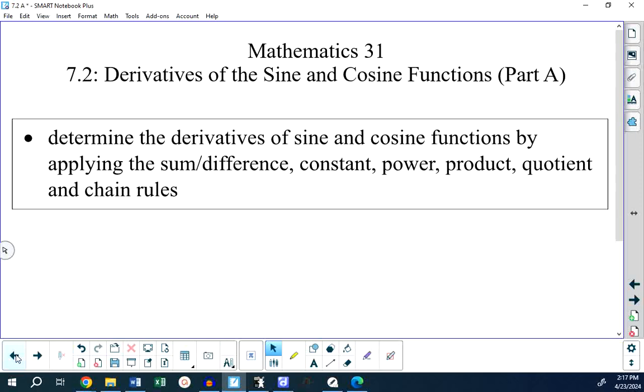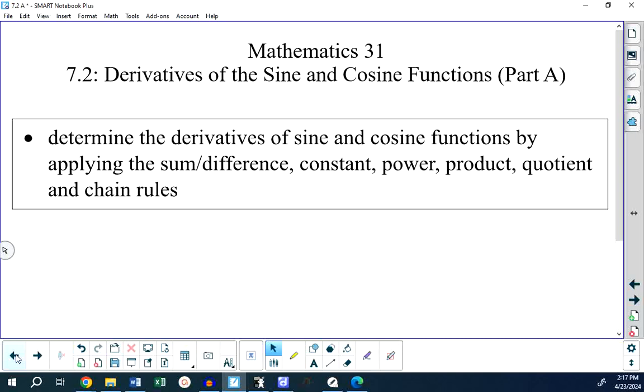All right. We're going to be looking today at lesson 7.2, so we're skipping 7.1. I'll talk a little bit later about what 7.1 is about and why I've decided to skip it. This dives right in and starts talking about the derivative of sine functions and cosine functions.